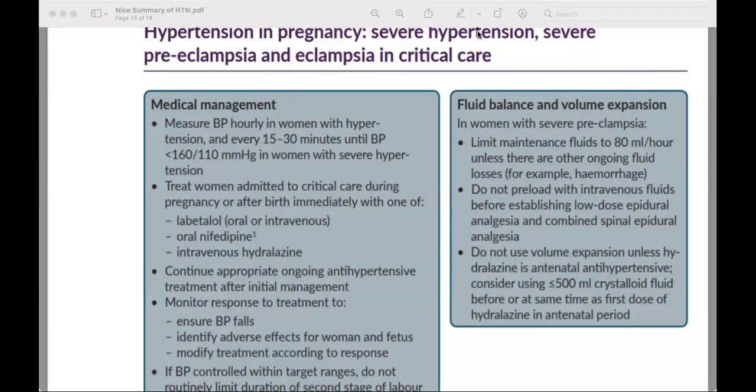Why? That's because the hydralazine can cause hypotension.